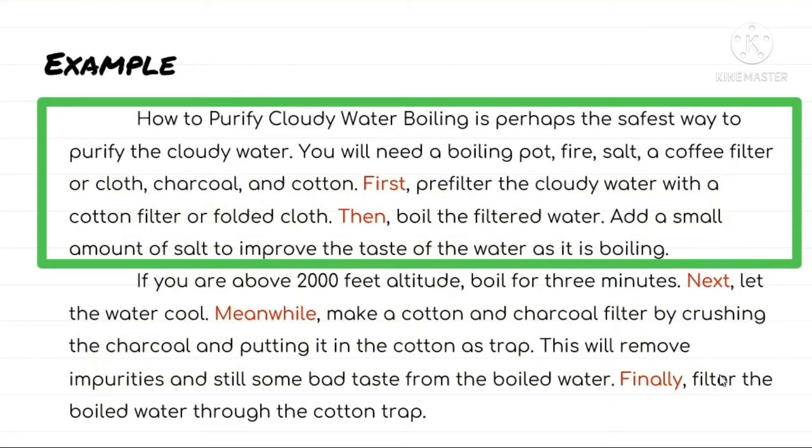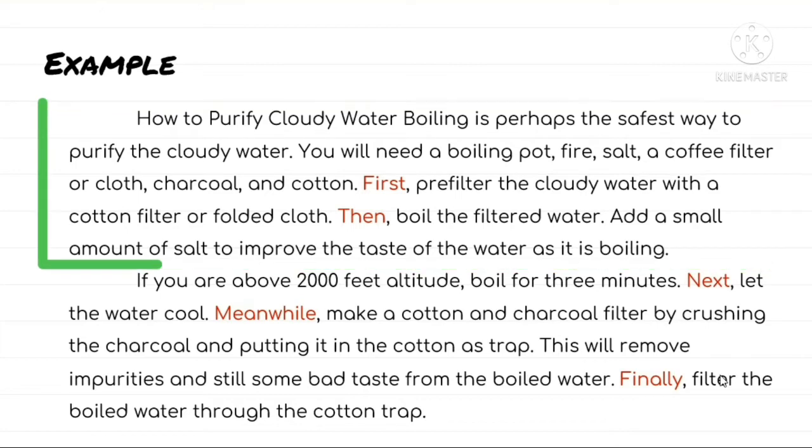How to purify cloudy water. Boiling is perhaps the safest way to purify cloudy water. You will need a boiling pot, fire, salt, a coffee filter or cloth, charcoal, and cotton. First, pre-filter the cloudy water with a cotton filter or folded cloth. Then boil the filtered water. Add a small amount of salt to improve the taste of the water as it is boiling.